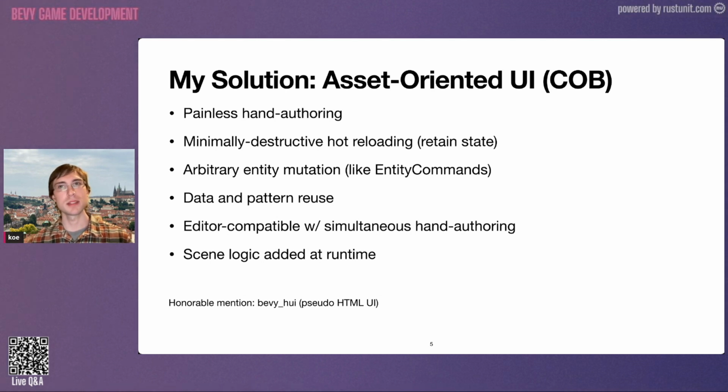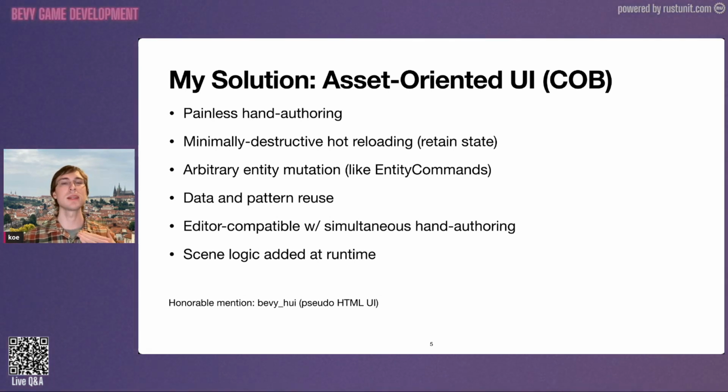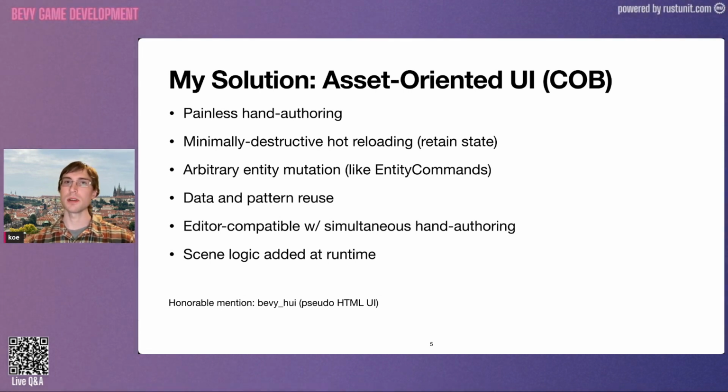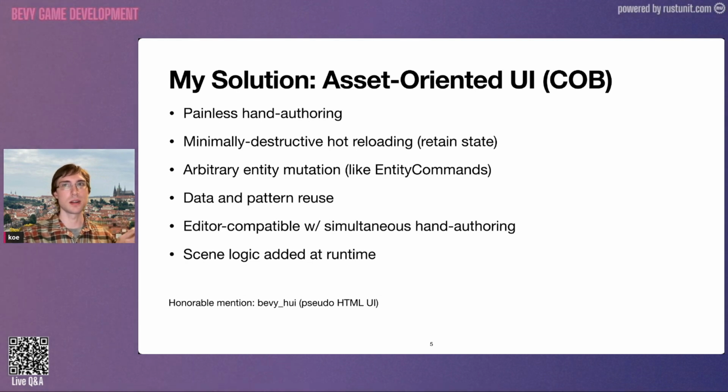And I'll talk about BSN in the next slide. So the project I developed had these design goals. I wanted it to be painless hand authoring, zero pain, as much as imaginably possible. I wanted minimally destructive hot reloading, which means when you hot reload your asset with the UI in it, it does not destroy the scenes you've spawned. It only destroys things that must be destroyed. So if you remove a node, it will destroy the node. It'll despawn the entity. But if you change something on a scene node, then it will only mutate the existing entity.